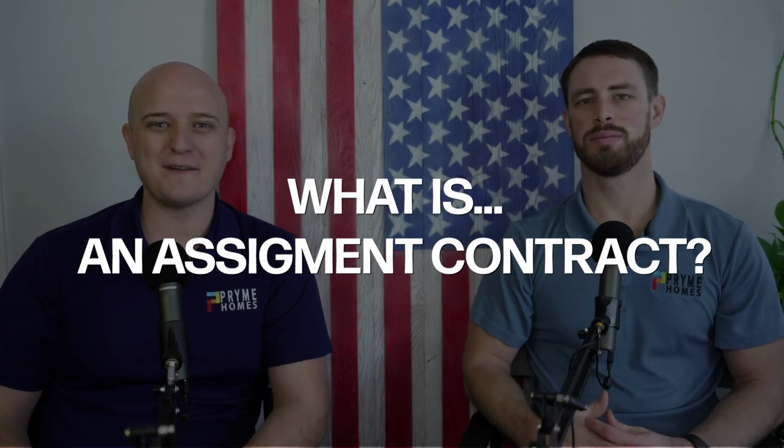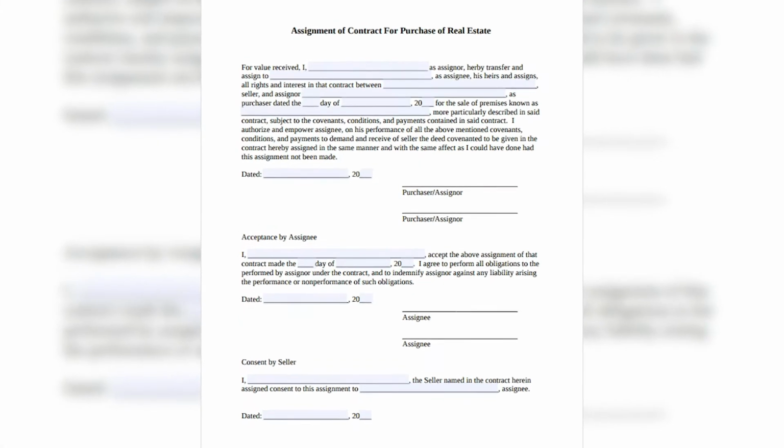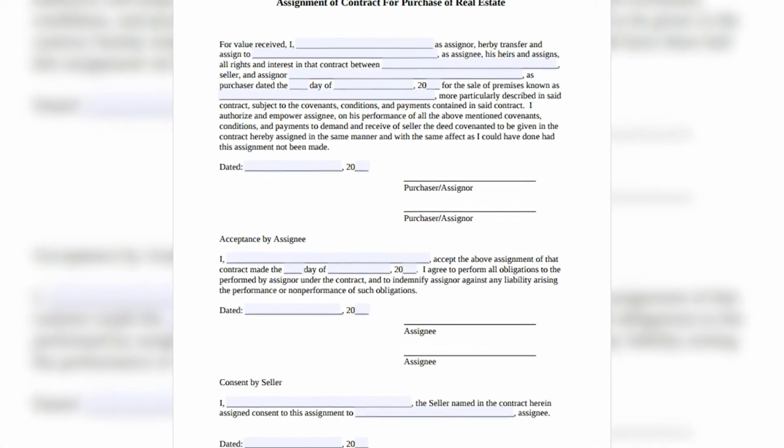So what is an assignment of contract? An assignment of contract is still a contract. It's an agreement that you are having your buyer sign. So many buyers like us, we want to see the contract that we are buying, right? We want to see what it is that you agreed with the seller on. But you should not be showing that until you have an assignment of agreement signed first.